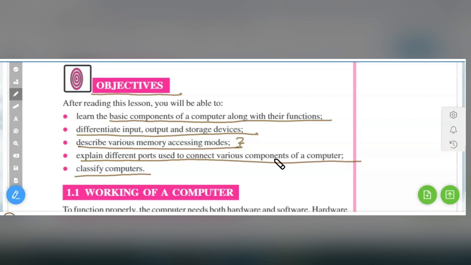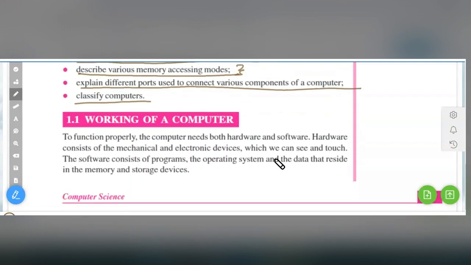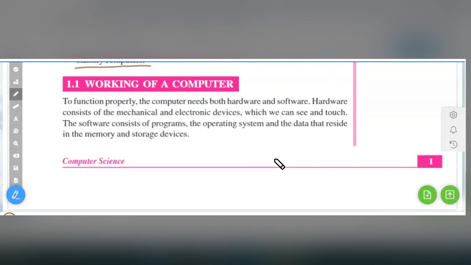But as I told you, in this video we will be just covering the first two things: the basic components of a computer and their functions, and also input, output and storage devices. The other three come in another part of the video, not this video. Working of a computer, how a computer works.